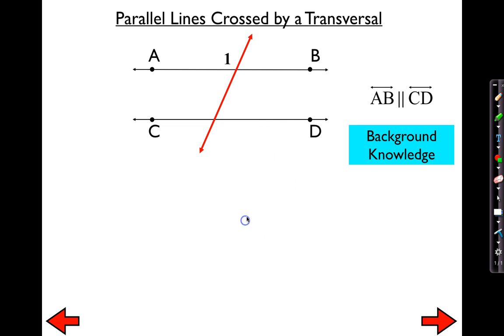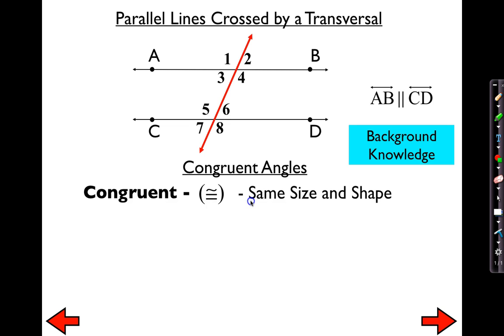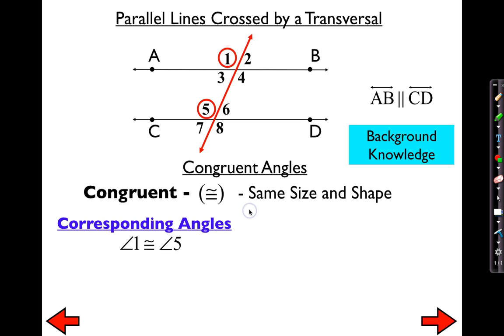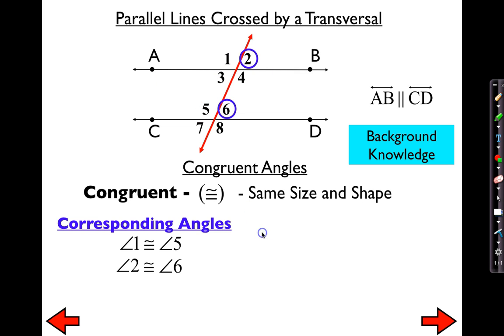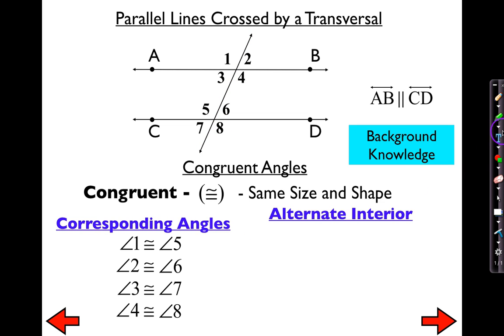So quickly, just to remind you about parallel angles, we know that corresponding angles are congruent. So for example, angle 1 and 5 correspond to each other, so they're congruent. We can even prove it by a translation. Angle 2 and 6 are congruent because those are corresponding angles. 3 and 7 are congruent since they are corresponding angles, and angle 4 and 8 are congruent since they are corresponding angles.